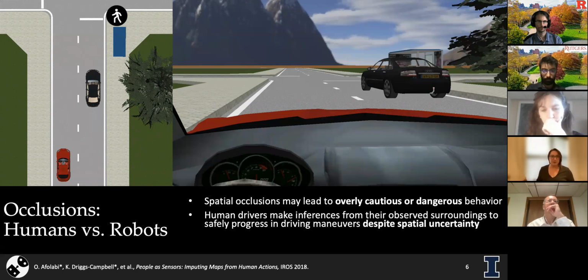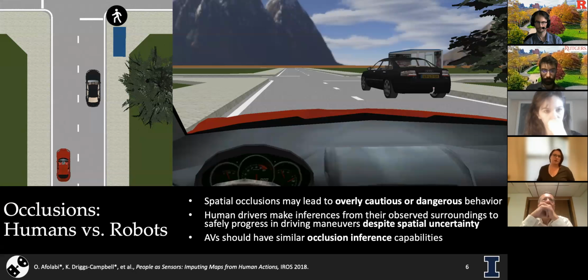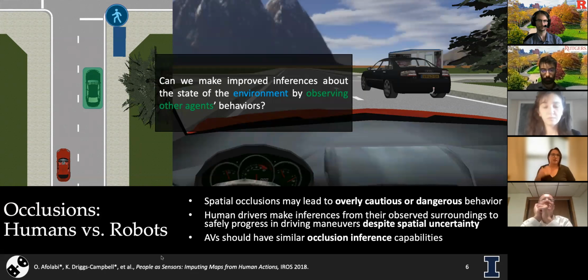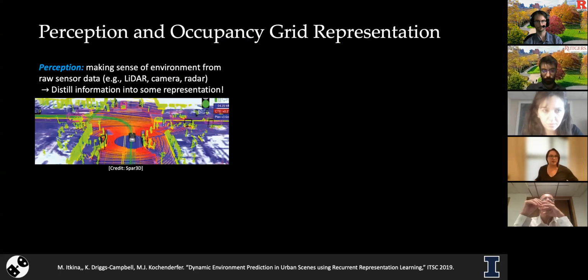As we've noted, people are actually pretty good at this. We take these cues and observations all the time. So we want to start thinking about how we can perform occlusion inference similar to the way people do. Specifically, we want to start looking at models of behavior for the agents that we observe, and see if we can start making inferences or draw some conclusions about what might be hidden from our view. So we rephrase this question: can we make improved inferences about the state of the environment, specifically by observing agent behaviors? Again, this is the task of perception.